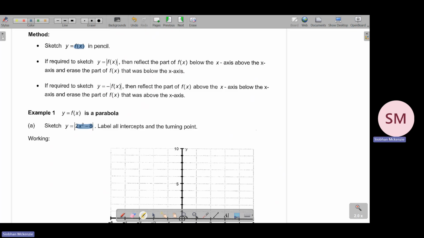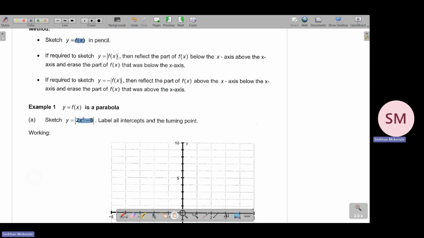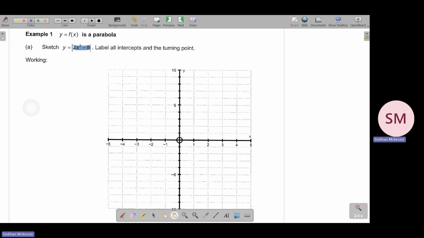If they ask you to sketch the negative absolute value of x, you are going to reflect everything above the x-axis below the x-axis. So let's start with this example here. You want to sketch f of x.